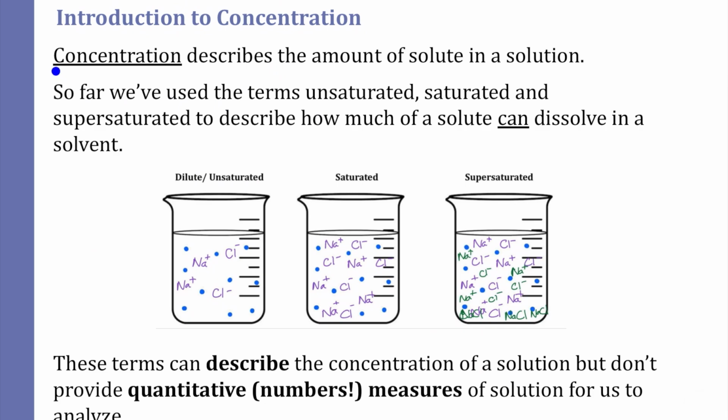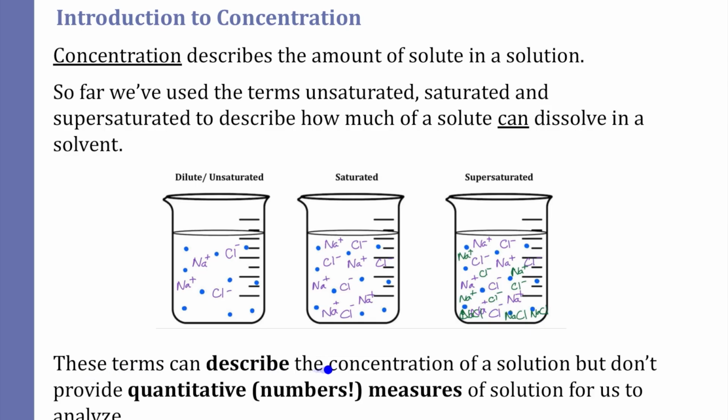As a reminder of what we have talked about, concentration describes the amount of solute that is in a solution. So far, we've used terms like unsaturated, saturated, and supersaturated to describe how much of a solute can dissolve in a solvent. And we've looked at those numerically on the solubility curves. We've also modeled what that looks like.